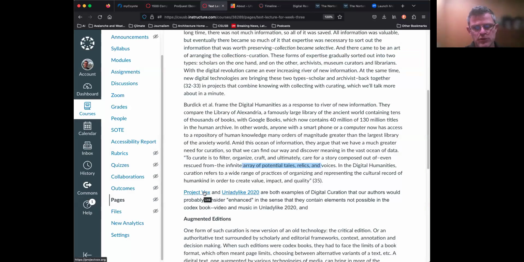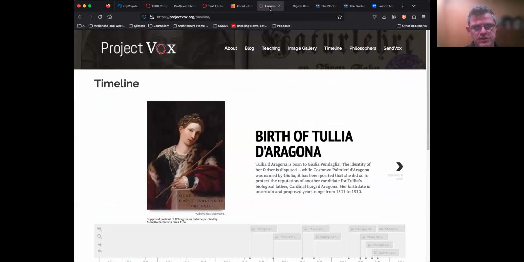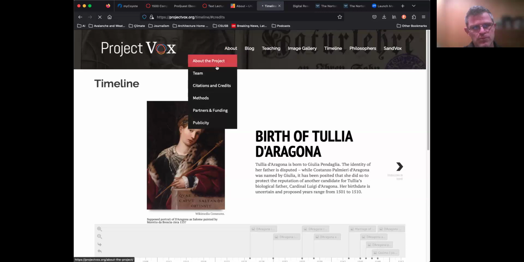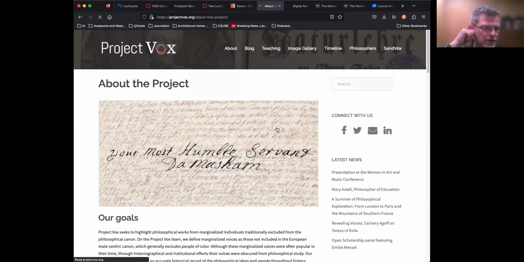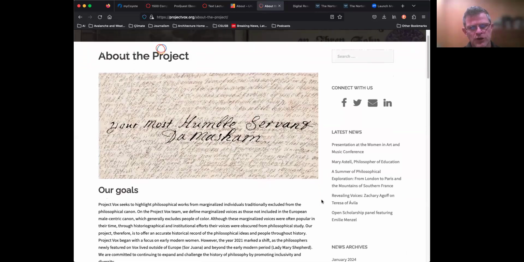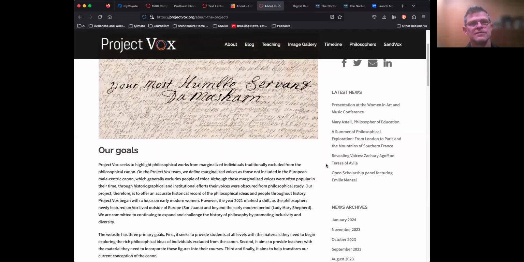Project Vox is similar. What Project Vox does, if you go over and look at the about page, is that it presents you with the voices of philosophers who are not often read or thought about in the normal study of philosophy.